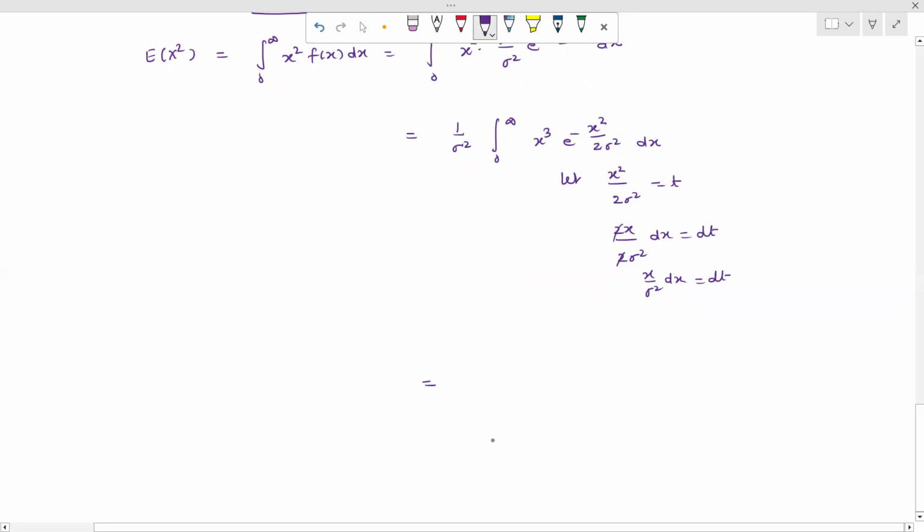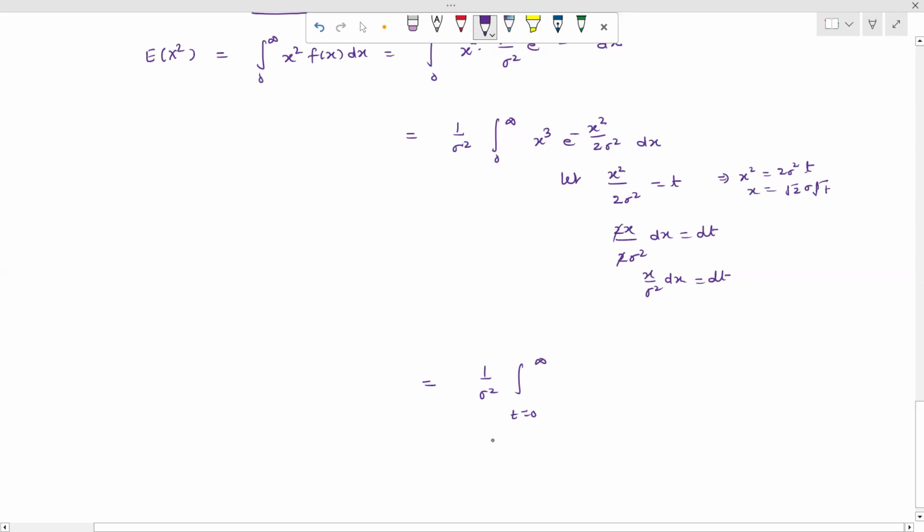We have already discussed this in the mean part. So that means we can write 1 upon sigma square, and the limits for t will be 0 to infinity. And what is the value of x cube? Here we have the value of x square: x square is equal to 2 sigma square into t. And what is the value of x? The value of x will be root 2 sigma into root t. So this is the value of x.